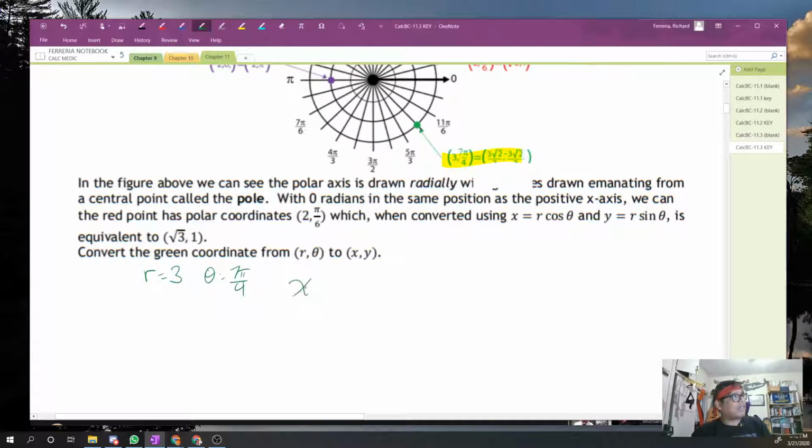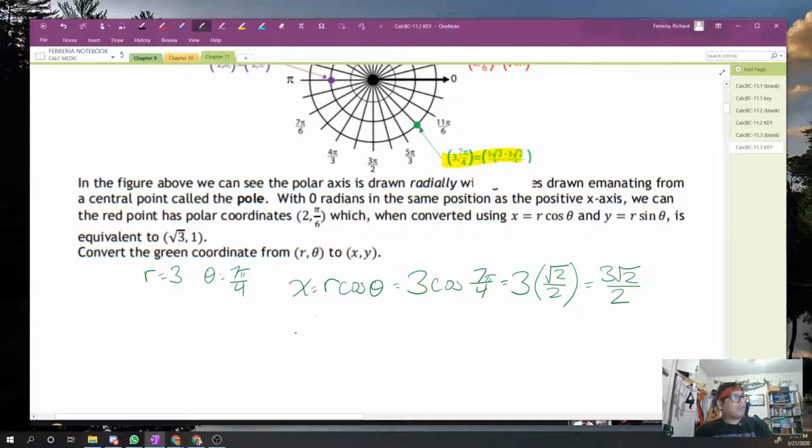That would mean that the x-coordinate is r cosine theta, which further, once we substitute, is 3 times the cosine of 7 pi over 4. Well, what is the cosine of 7 pi over 4? That is positive root 2 over 2. So when you multiply that out together, you get 3 root 2 over 2.